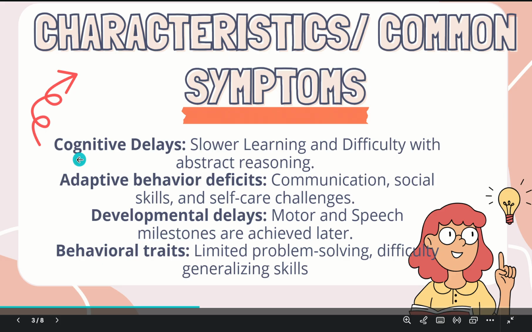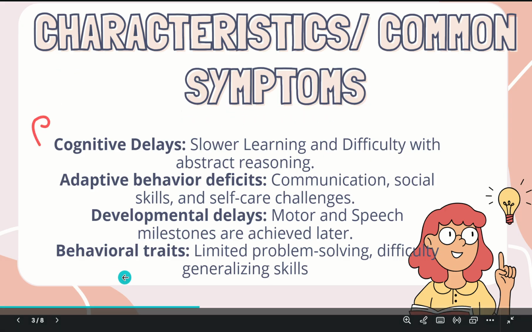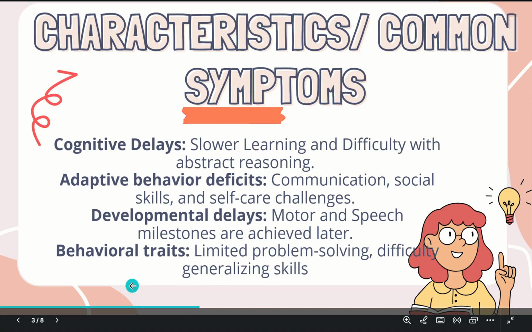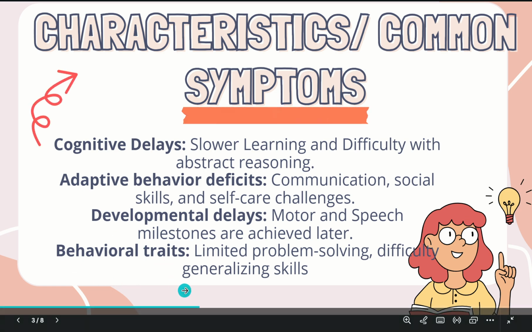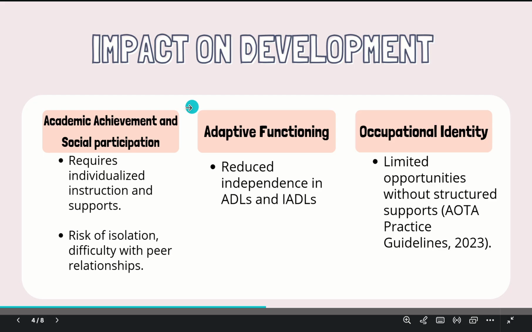Characteristics and common symptoms: cognitive delays, that could be slower learning and difficulty with abstract reasoning; adaptive behavior deficits, such as communication, social skills, and/or self-care challenges; developmental delays, where motor and speech milestones are achieved later; behavioral traits, such as limited problem solving or difficulty generalizing skills. Impact on development.